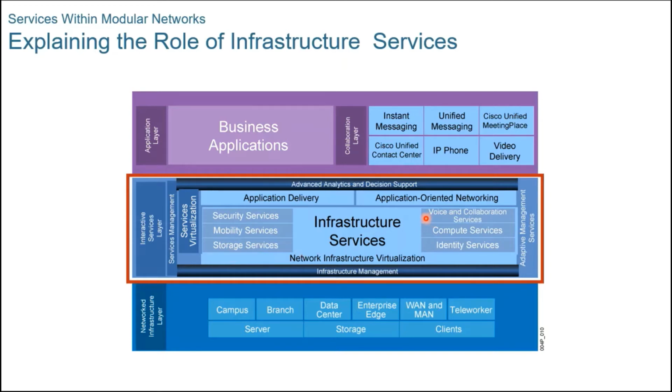You also have voice and collaboration services. It delivers the foundation by which voice can be carried across the network, such as security and high availability. You also have compute services. It connects and virtualizes compute resources based on the application. And you've got the identity services, which map resources and policies to the user and the device.